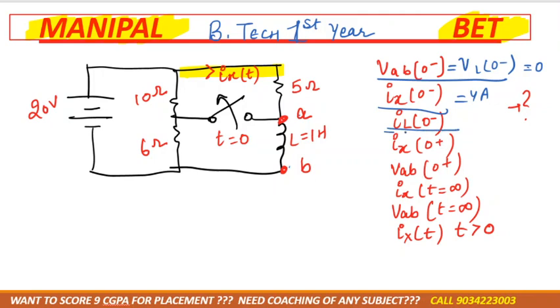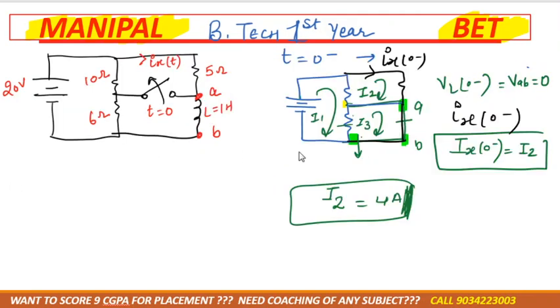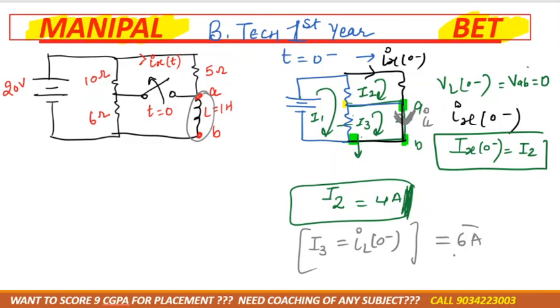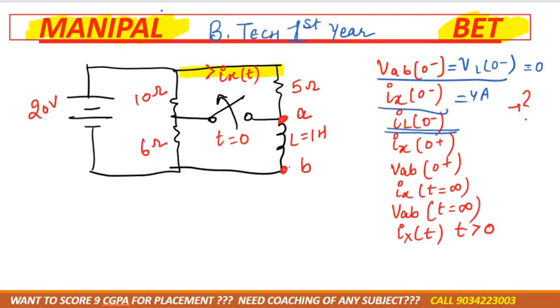Now they are asking IL of 0 minus, meaning at t equal to 0 minus, IL of 0 minus is this one. Yes or no? Because here it was inductor and here it was inductor. So whatever the current I3 is, that would be equal to IL of 0 minus only. You don't need to calculate it further because you have already calculated it. So this one you will get as 6 ampere. Solve it in homework, I'm just telling you the hint. Okay? Understood?